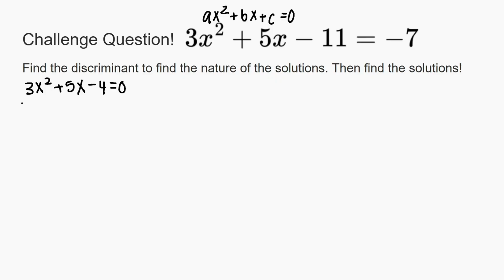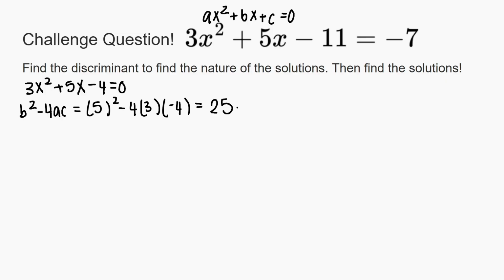Let's start by finding the discriminant, which is b squared minus 4ac. This gives us 5 squared minus 4 times 3 times negative 4. This gives us 25 plus 4 times 3, which is 12, times 4, which is 48. This gives us 73. Because 73 is greater than 0, we know that we have two real solutions.